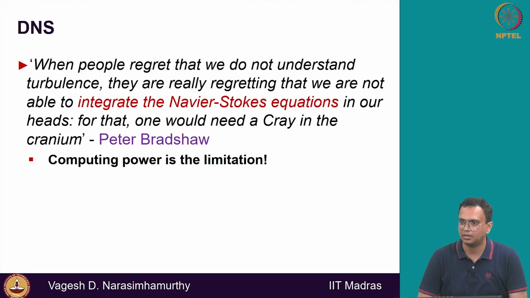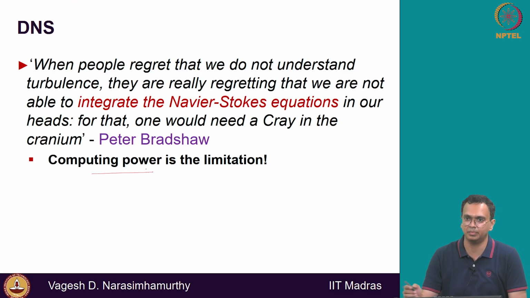I think I've shown much earlier the statement from Peter Bradshaw: when people regret that we don't understand turbulence, in his opinion it means we are just unable to numerically integrate the Navier-Stokes equations in our head. We are not able to calculate and process this, so we just need an extremely large supercomputer. In those times, Cray was a very big supercomputer company. Today we have many producing big supercomputers. So what he is implying is that computing power is the limitation.